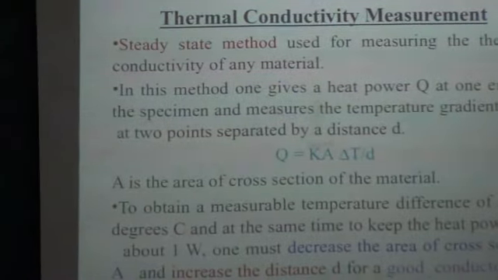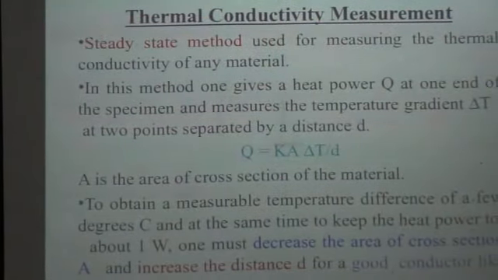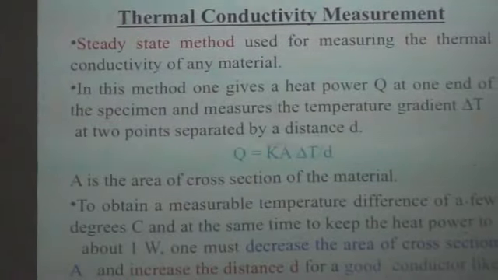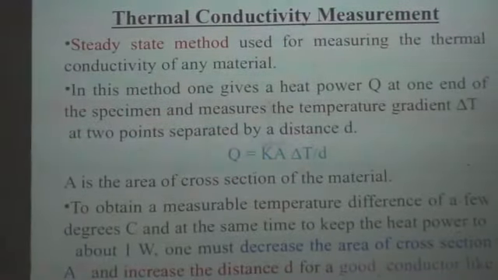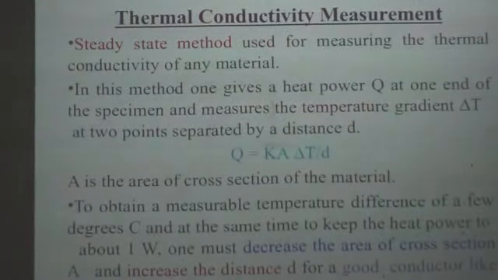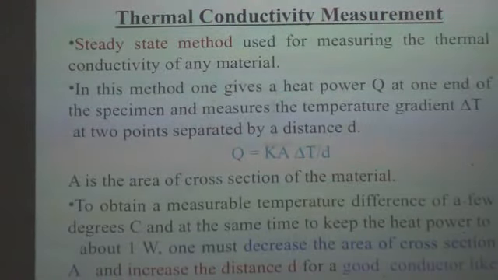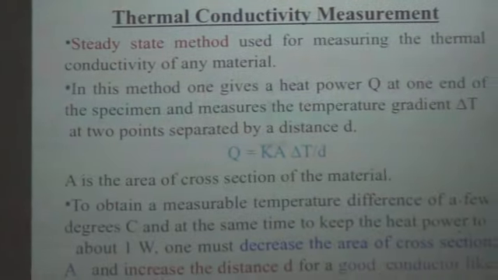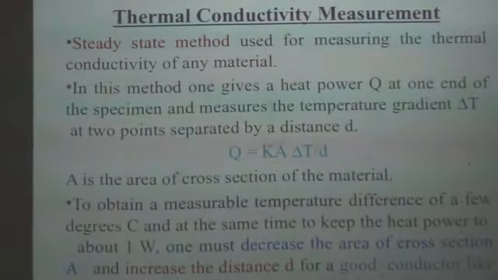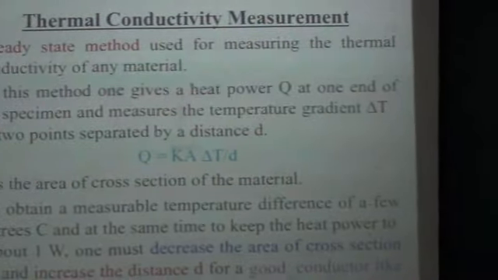The thermocouple reading will give you the value of delta T on this side also and on this side also. They are equidistant from the middle, and the heater is exactly located in the middle. So heat is transferred both sides equally. If we are able to find out the value of delta T by using the thermocouple, we can find out the value of K, that is the thermal conductivity.